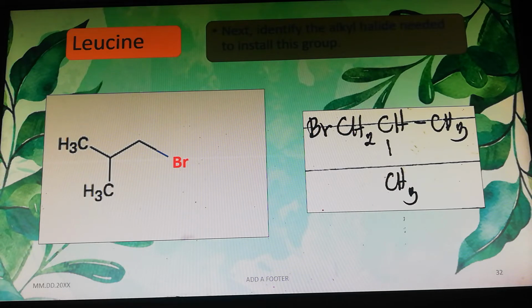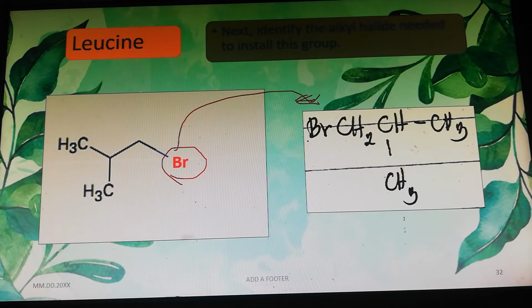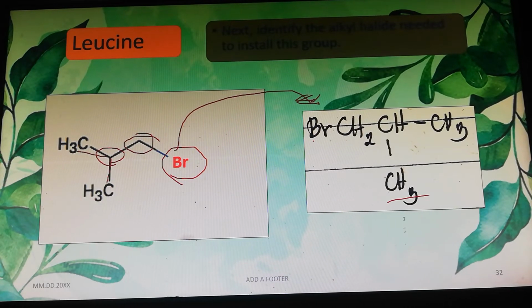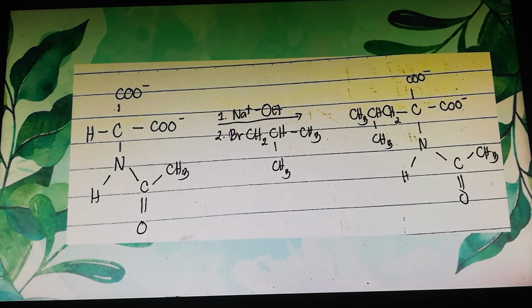So here in our amidomalonate synthesis, we will attach it to the alkyl halide with bromine. In condensed form, it becomes like this: Br, CH2, then CH, and the CH has a CH3 attached and another CH3 attached. So now, we can start the amidomalonate synthesis.